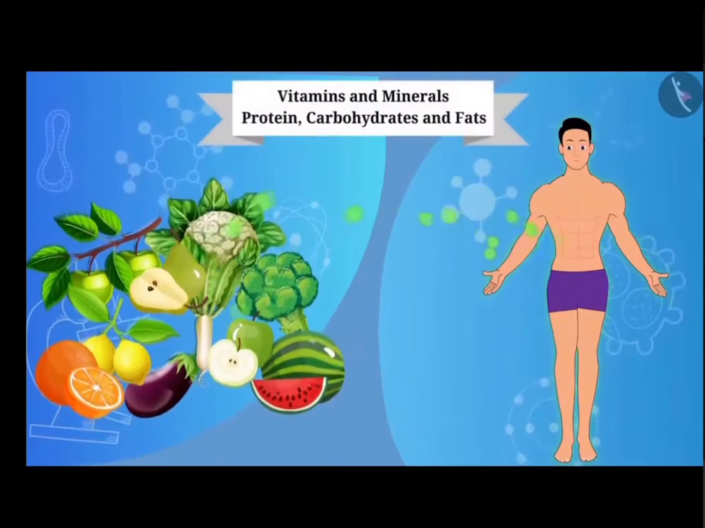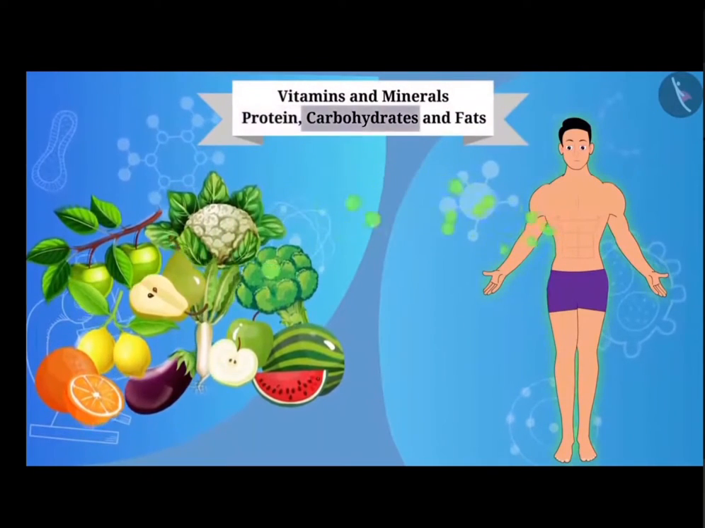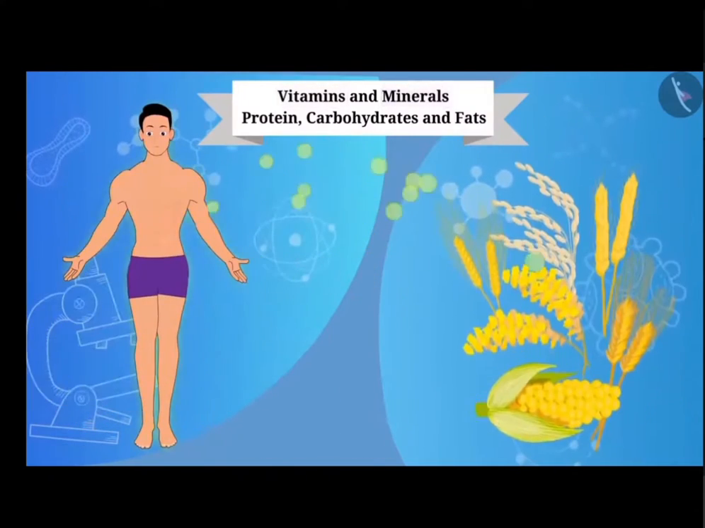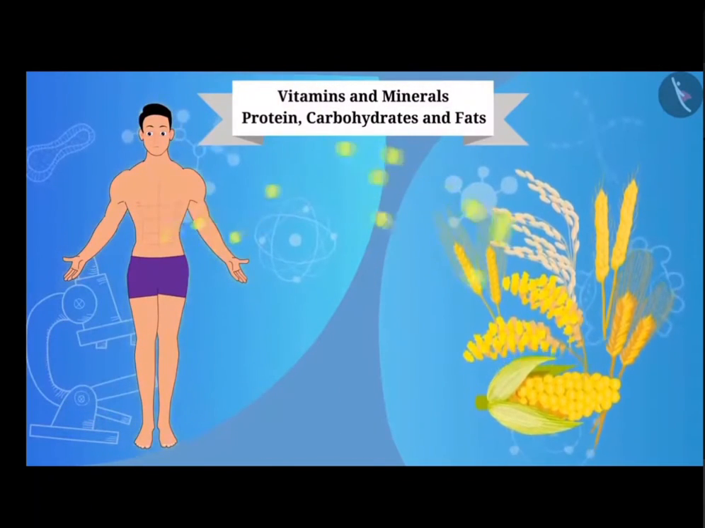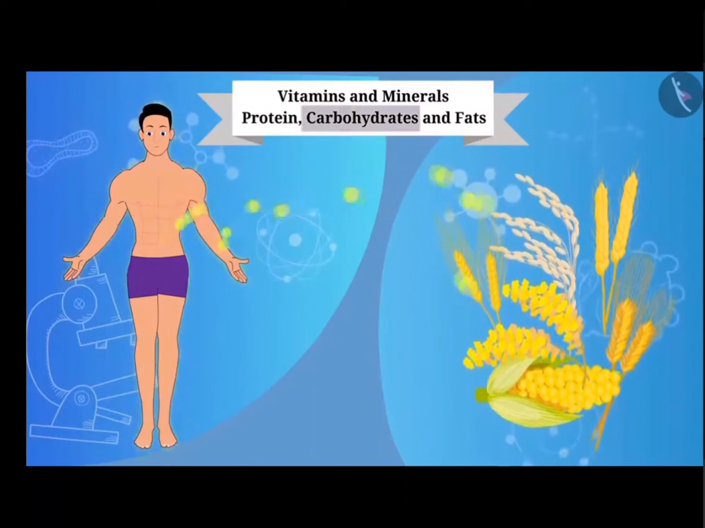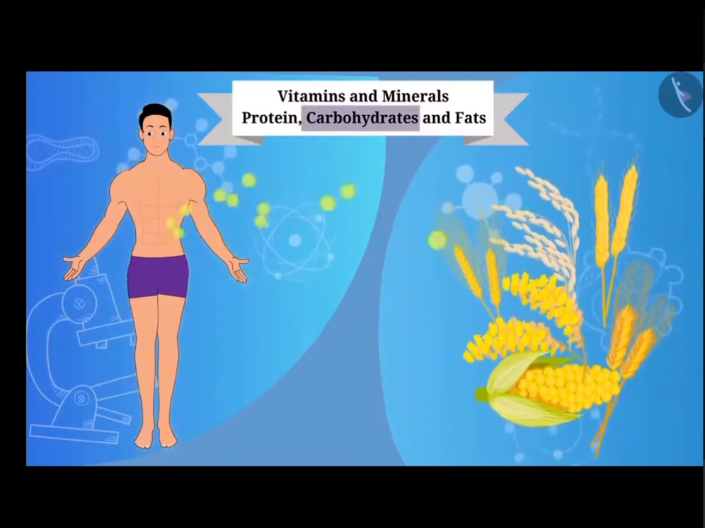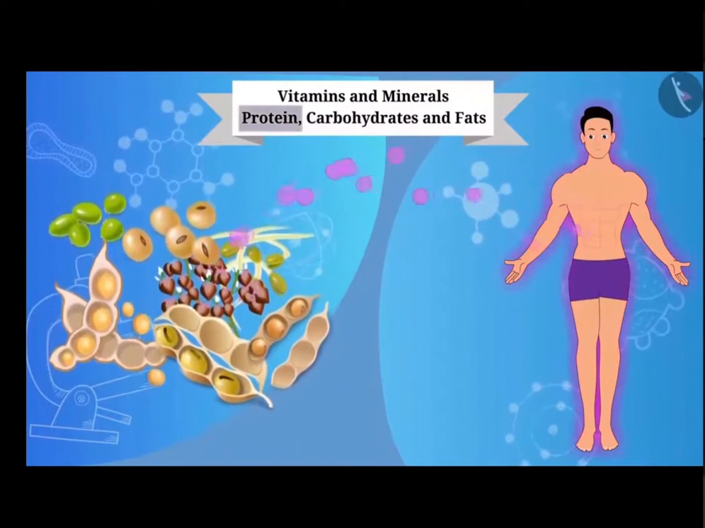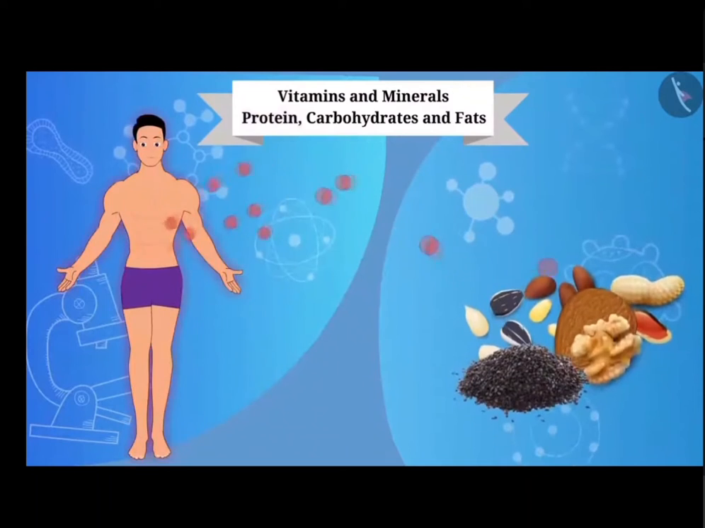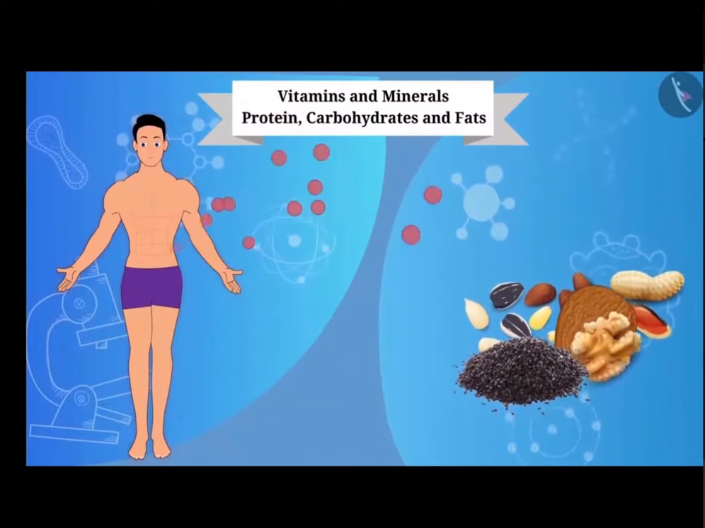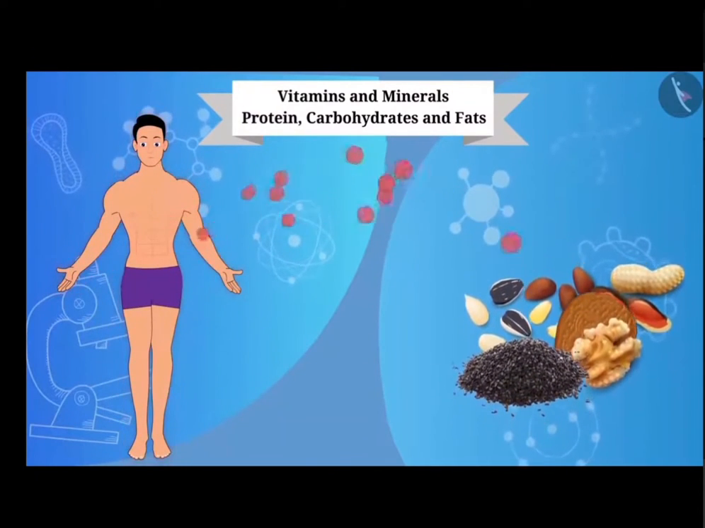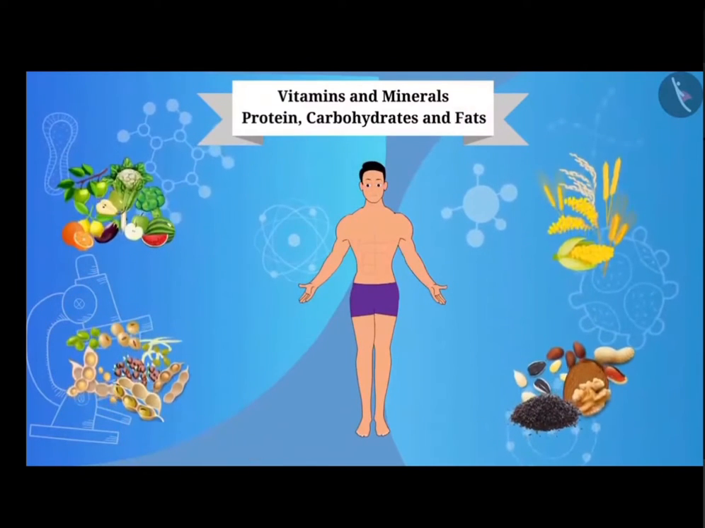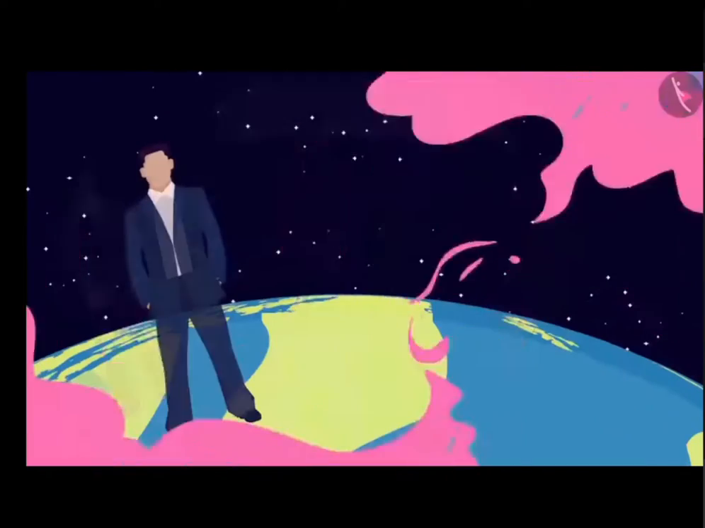Vegetables and fruits provide small amounts of protein, carbohydrates, and fats in addition to vitamins and minerals. Grains like wheat, rice, and maize provide us with the carbohydrates for our energy needs. Pulses like gram, pea, black gram provide protein, and soybean, groundnut, and oil seeds, including sesame, provide essential fats. Well, we got to know how important fruits and vegetables are for the human body.